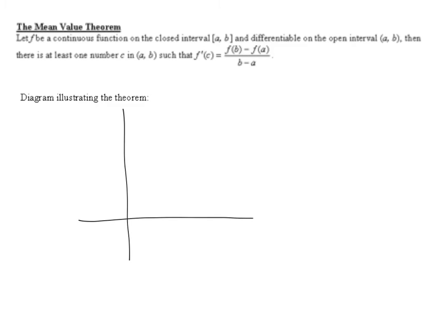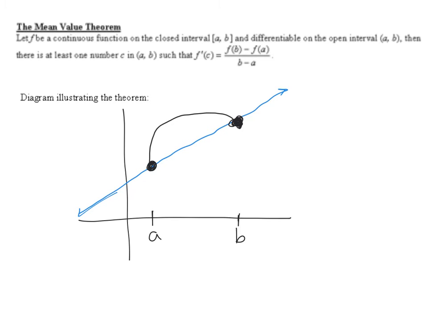So once again, I've got my xy axis, right? I have a and I have b. And then I have some f of a and f of b. And then I have some curve on this closed interval. Let me make that bigger. And these are closed anyway. So once again, this is f of a, and this is f of b.